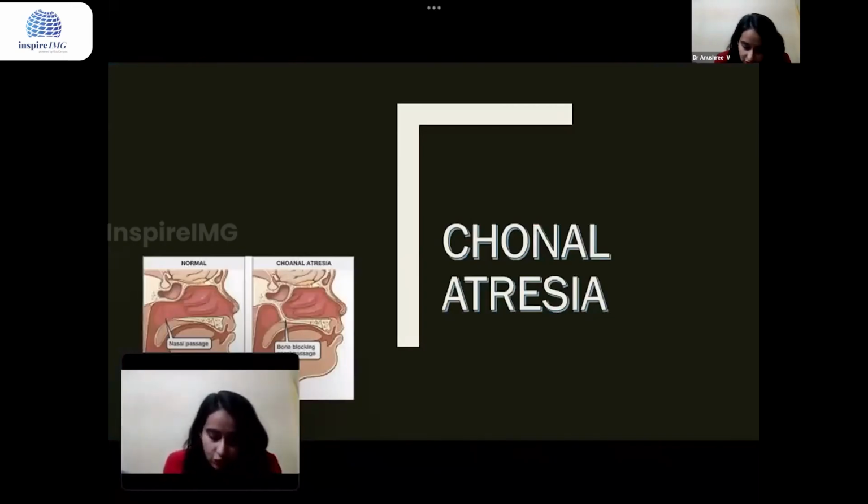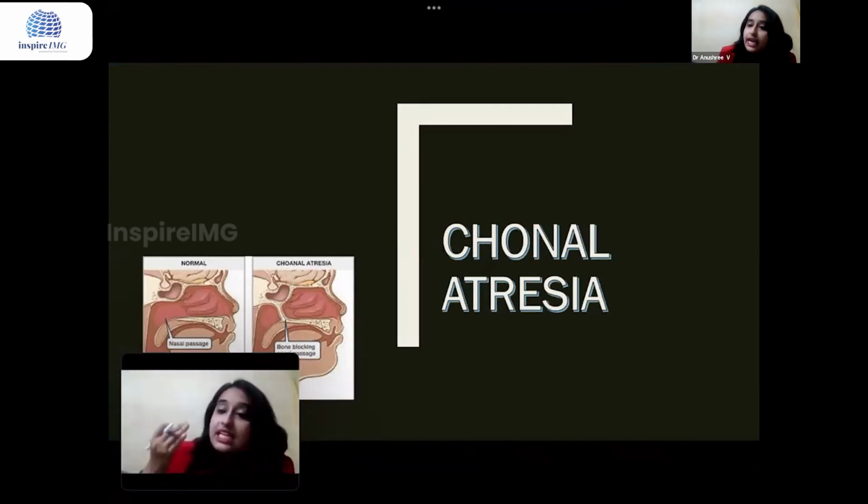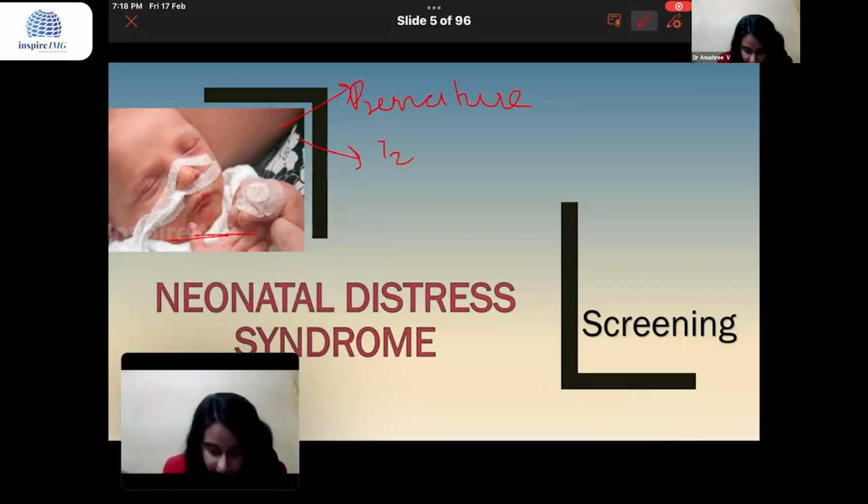So what exactly is choanal atresia? Like you can see, we have the anterior nasal opening and the posterior nasal opening. Whenever there is atresia, that is, the opening is closed, it can be either unilateral or bilateral. The risk factors are prematurity, type 2 DM, and C-section.